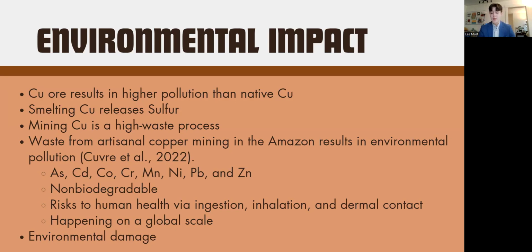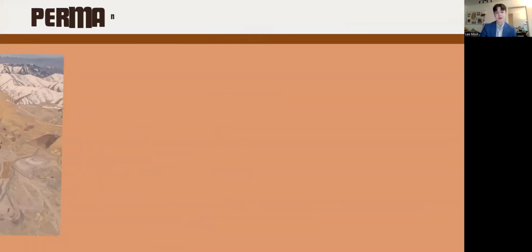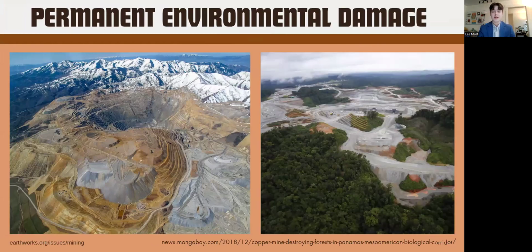And finally, copper mining causes significant environmental damage. The mines we talked about in Michigan are all underground mines, mining veins of copper in the ground. But the most common type of mine, which we just learned, is the open pit mine. These mines can cause permanent damage to the environment and ecosystem of an area. Both these images are open pit mines.